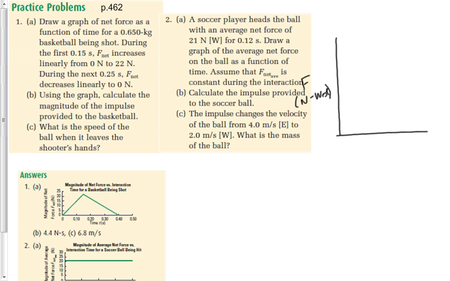Area still equals impulse, but we're going to make it a negative impulse in that case. You know what? We're just going to define west as positive, and then our graph is above the x-axis. We don't have to worry about the negative then, okay? So it's 21 newtons west for 0.12 seconds. This is time, 0.12 seconds, 21 newtons. That's it, isn't it? Straight, flat, horizontal line. What's the impulse? Well, area equals impulse.